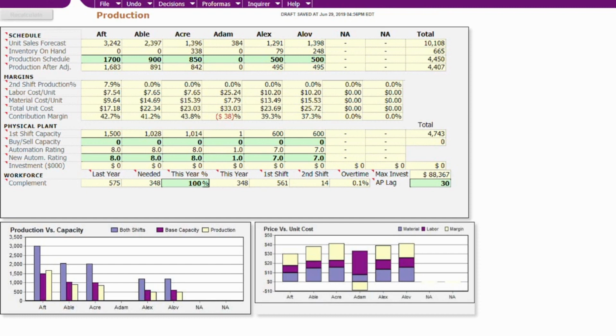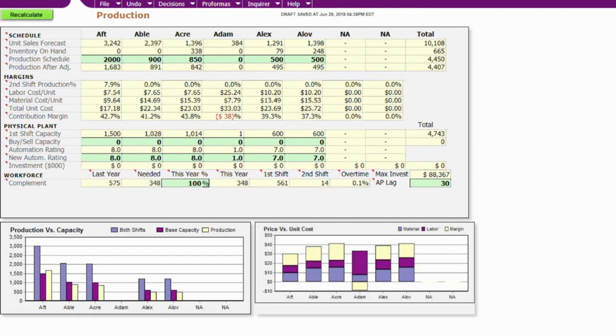Under production, for Aft, we produced 2,000 units, 300 more compared to the forecasted amount, because we believed competitors are bound to make mistakes and we could capitalize. We increased capacity by 300 units and automation from 8 to 9.